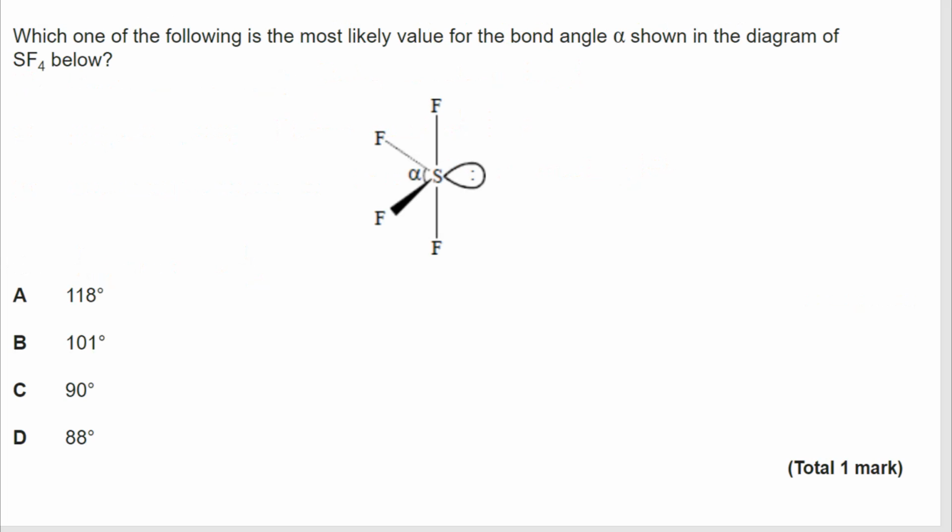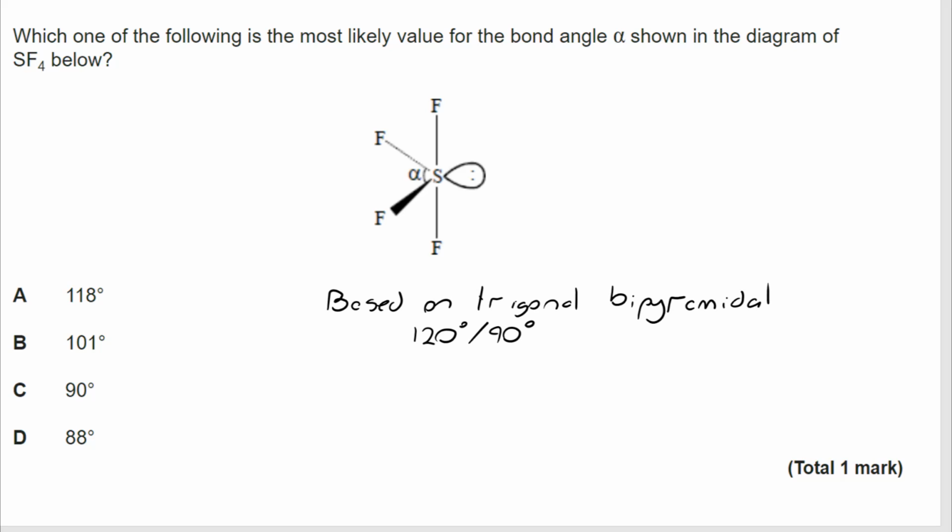Back now to shapes of molecules. We want to know specifically the bond angle alpha, so between the two F's on the left-hand side. First thing to do is identify what shape it's based on. There are 5 pairs of electrons in total, so it's based on trigonal bipyramidal. Bond angles for which are 120 degrees and 90 degrees. Now, we can therefore immediately dismiss B and D because they are so far away and no number of lone pairs is going to cause that much reduction in bond angles.